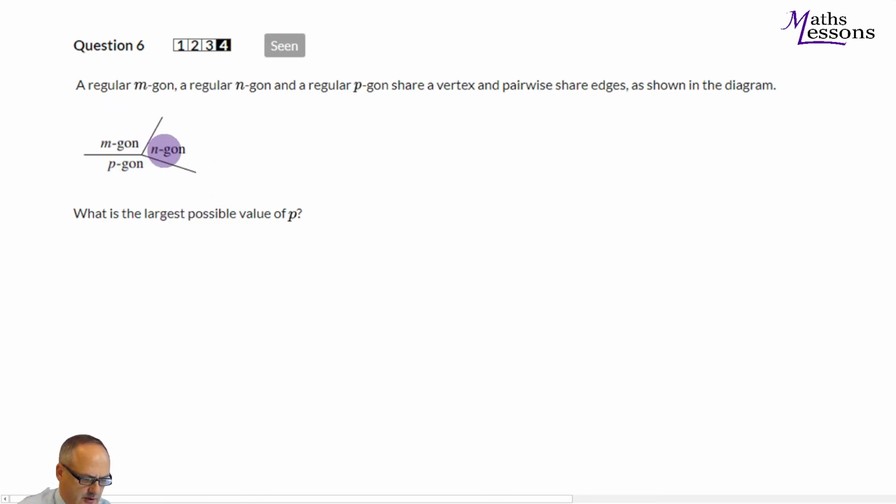Now, if this is a square and this is a square, that gets us to exactly 180, but we can't get a polygon with an interior angle of 180 because it's a straight line. Therefore, there is no angle bringing it back round to create a polygon. So we know that m and n must be more than 4. So we could have m as 5 and we could have n as 4. This gives me an interior angle of 108 over here, and this gives me an interior angle of 90.